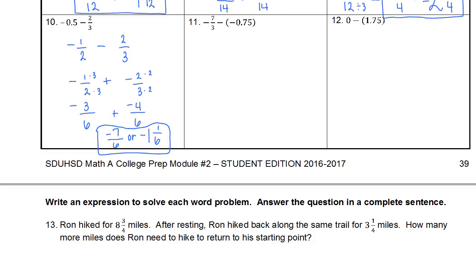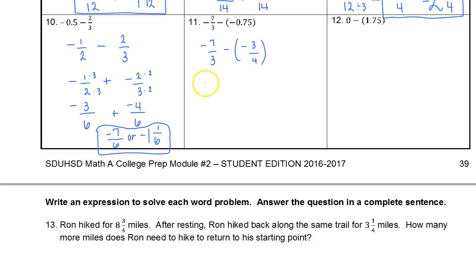Number 11. So again, you might think, let's make negative 7/3 into a decimal. But if I think about the mixed number, that would be negative 2 and 1/3. And that 1/3 is a repeating decimal again. So I have to keep it in fraction form. So I'm going to change the negative 0.75 to a fraction. And that's another one that we should have memorized as negative 3/4. So first I'm going to write it as negative 7/3 minus negative 3/4. So just replacing the equivalent fraction for the decimal.